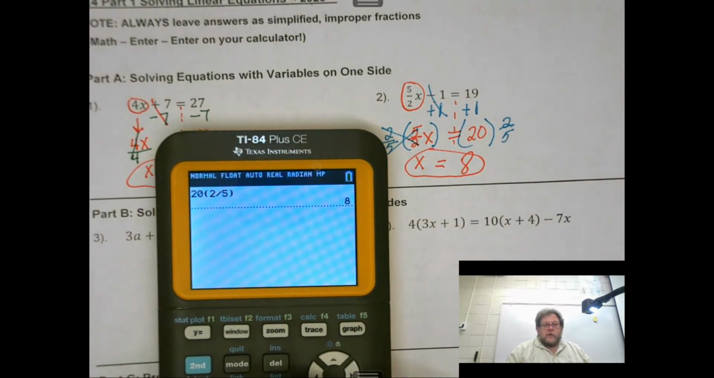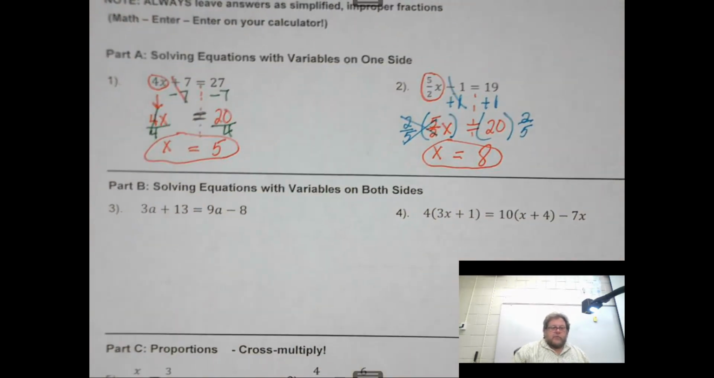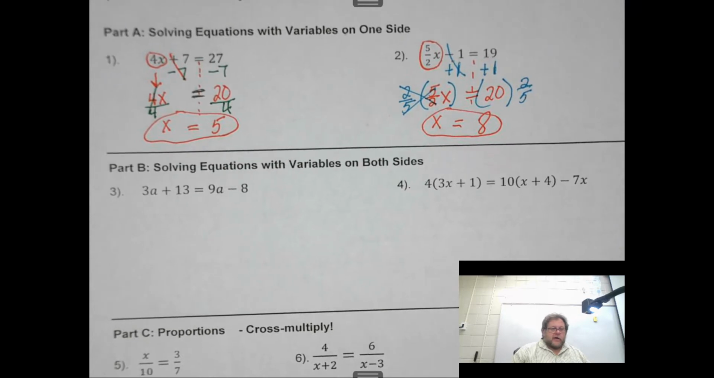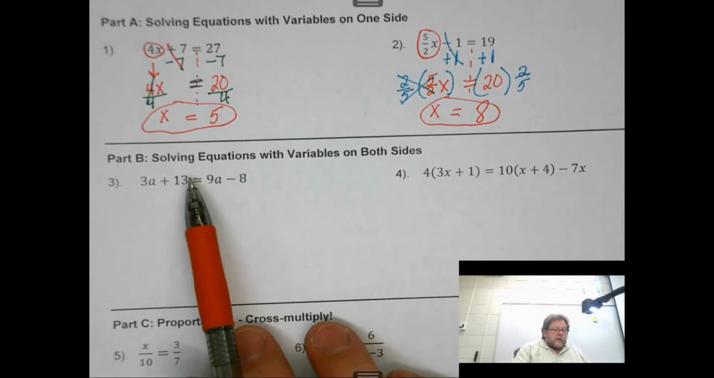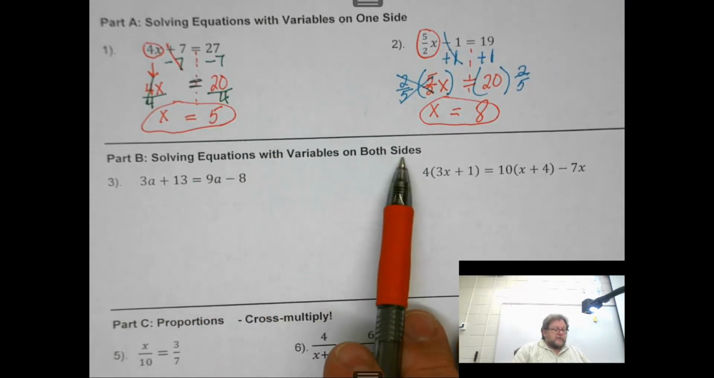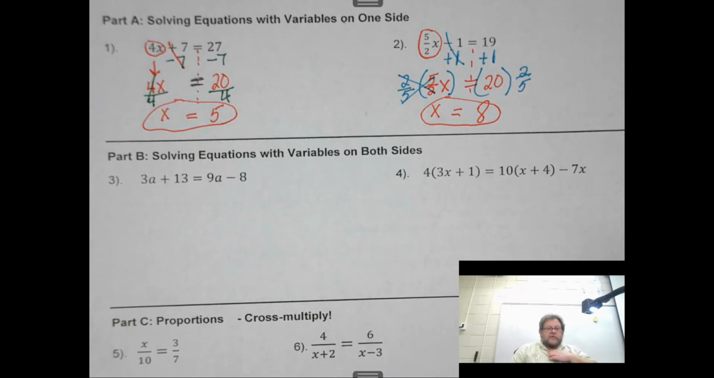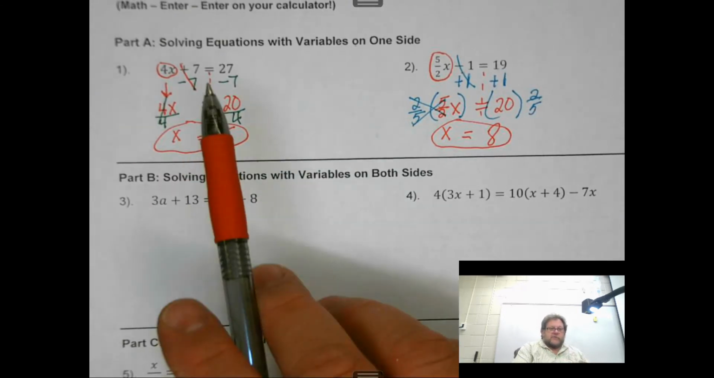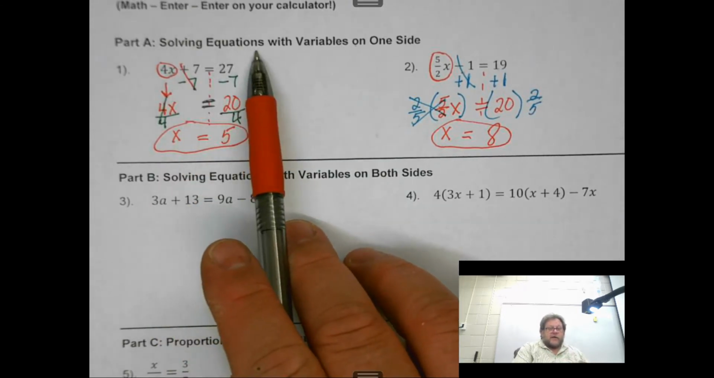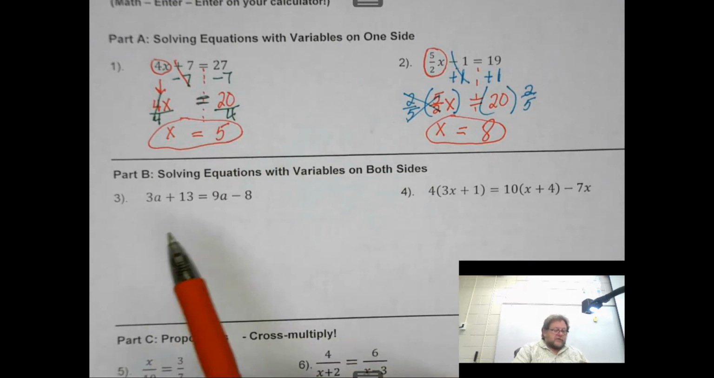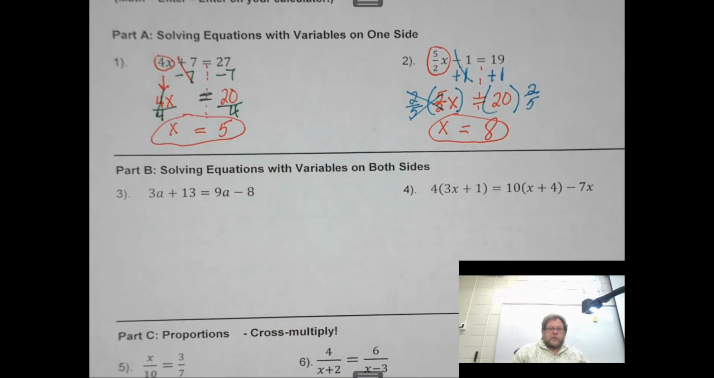Let's go on to part B. So solving equations with variables on both sides. We have to follow the same situation. We have to get the variables on one side first and then isolate that variable. By the way, that is what we're doing here: solving an algebraic equation is isolating the variable, getting the variable by itself. That's exactly what we're doing.